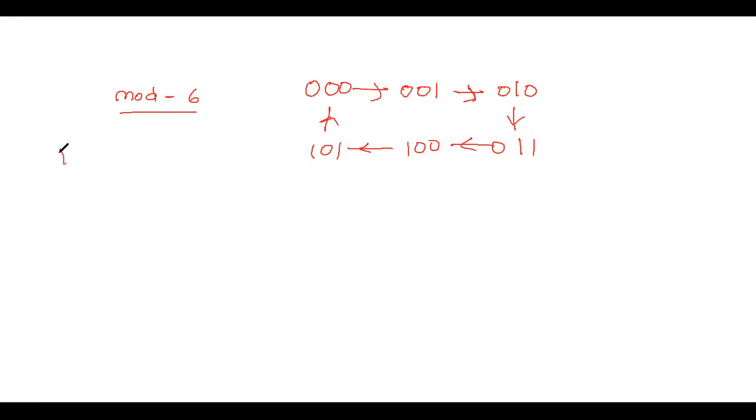So prepare the present state, next state table and excitation table according to the given flip-flop, and minimize the expression and draw the circuit. The process is the same. Okay, thank you. This is the process of synchronous counters.